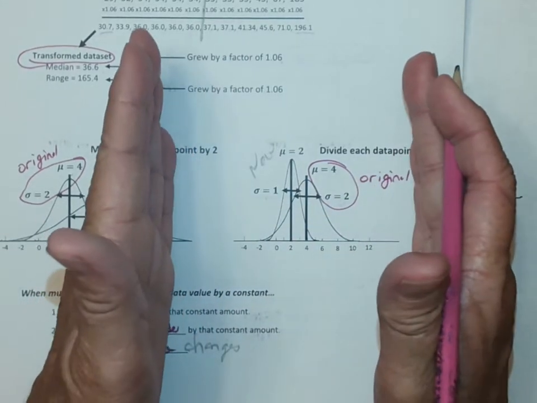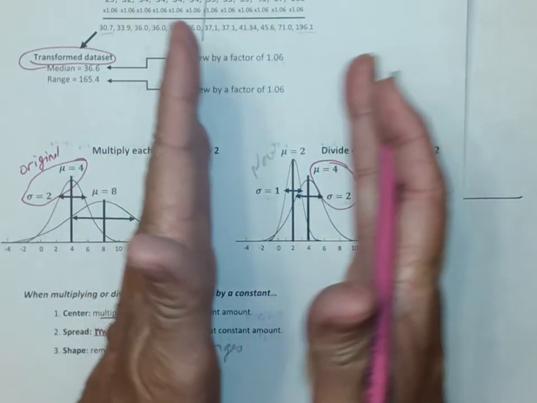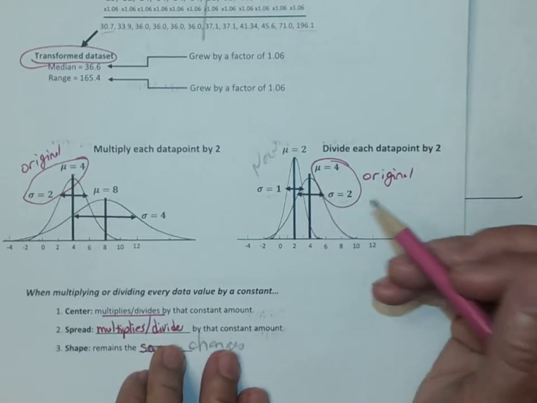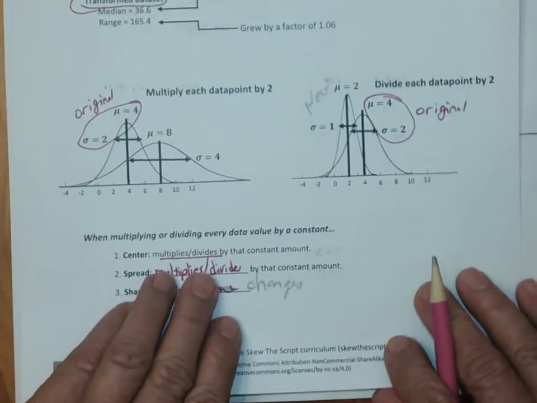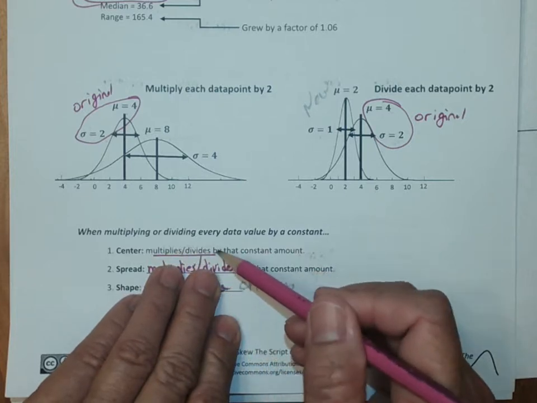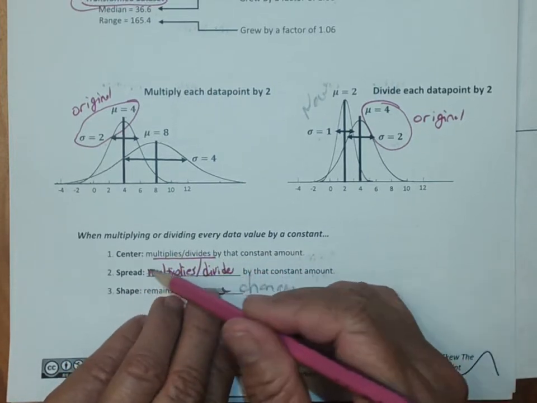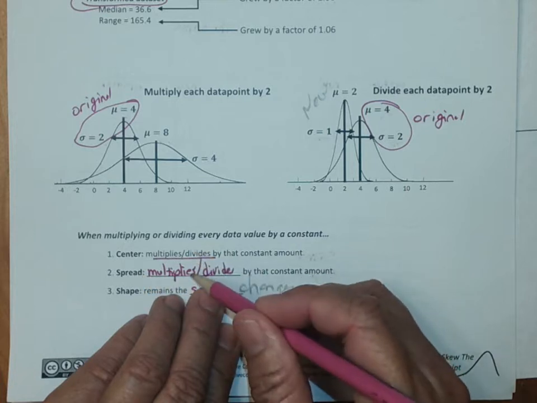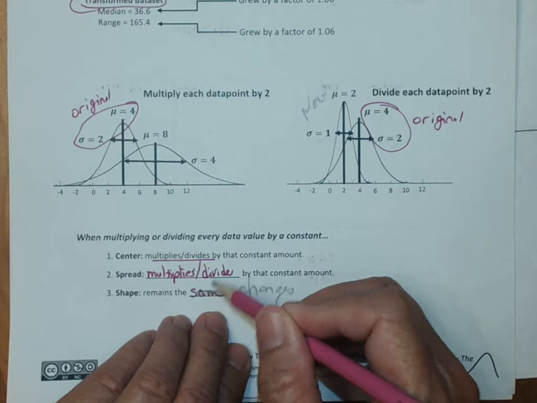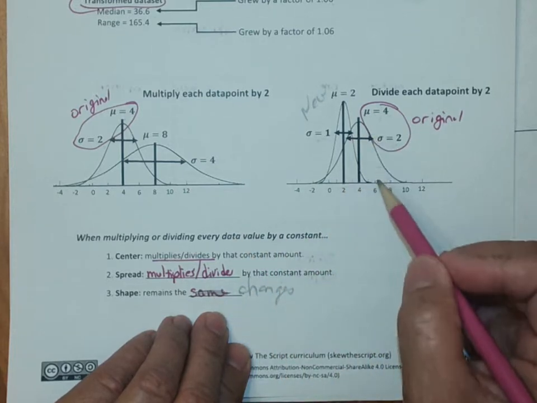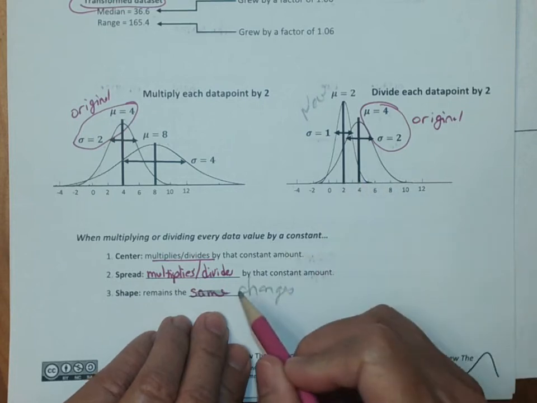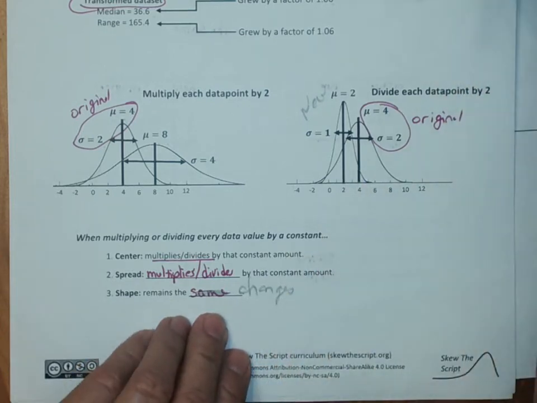So in effect, what we've done is taken and squished that data together. When we divide, it's given you a much tighter spread. So things are closer together. So we would say the center is multiplied or divided by the constant amount. In terms of the spread, it also multiplies or divides by the constant amount. And the shape, it generally is the same shape, that there's just a single peak. The spread of it changes slightly, but it's the same general shape.